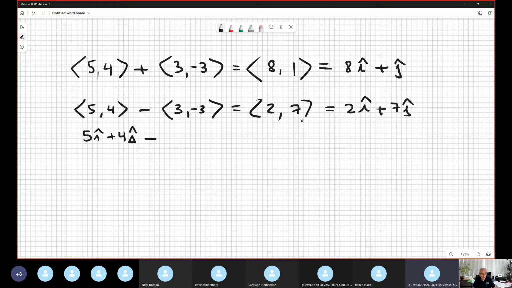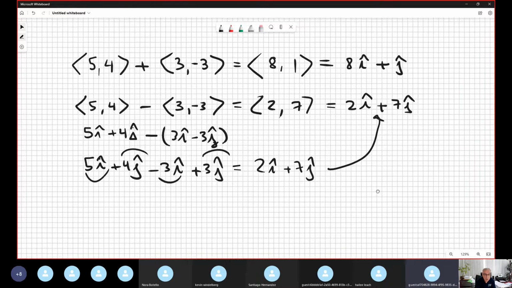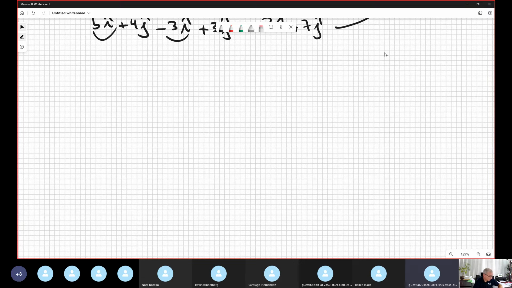5i + 4j, minus parentheses, because this minus affects every component, 3i - 3j. And when you now copy in the next line, this is distributed as -3i, and negative times negative is positive. So when you combine the i's it is 2, and when you combine the j's it is 7. And you get the same answer either way, guys, the way you prefer. Now I want to complicate it a little bit. Suppose now multiplication by a scalar. So suppose we multiply by 2.